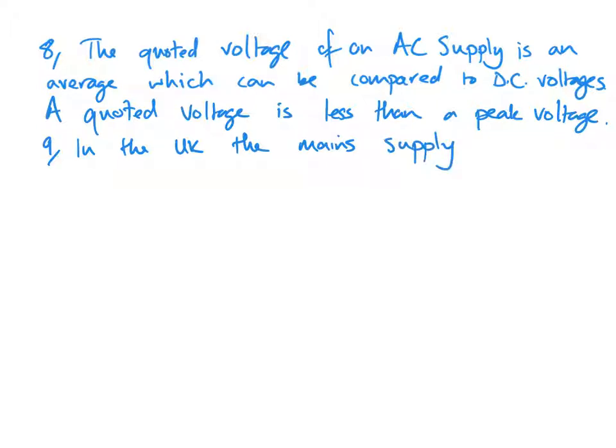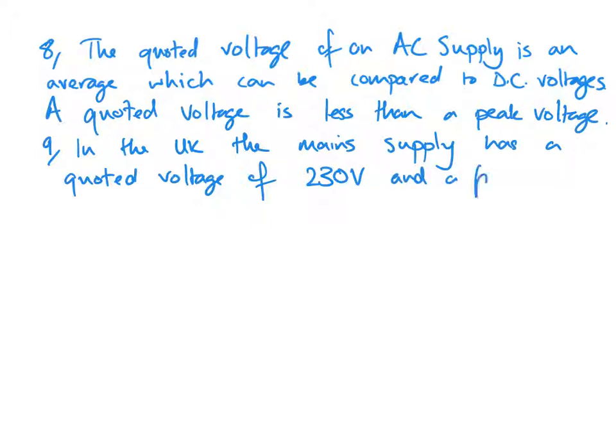Right, a wee bit of factual knowledge. In the UK, the main supply has a quoted voltage of 230 volts and a frequency of 50 hertz. So that's a couple of numbers that you need to memorize.